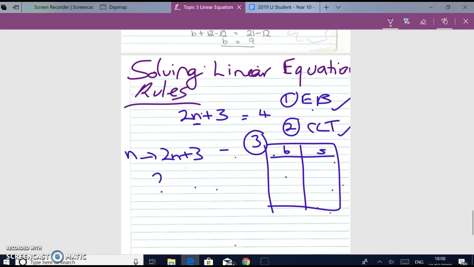So 2n plus 3, if you've ever got a number next to a letter, that's really 2 times n plus 3. So what we've done is we started at n, we've multiplied it by 2, we've got 2n, and then we've added 3 to that. So our building steps are multiply by 2 and add 3. That's how we work out our building steps.